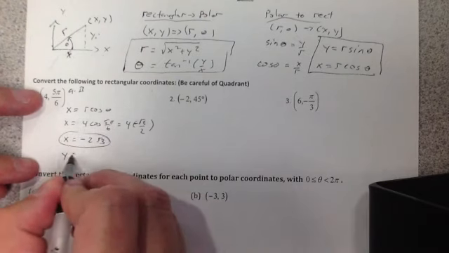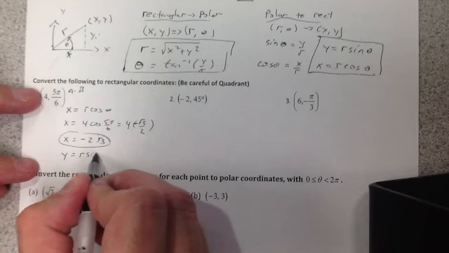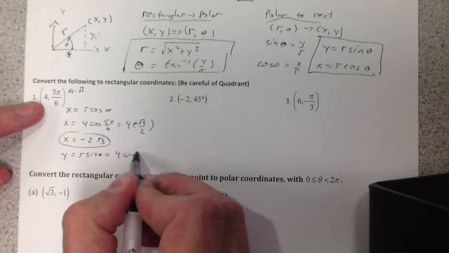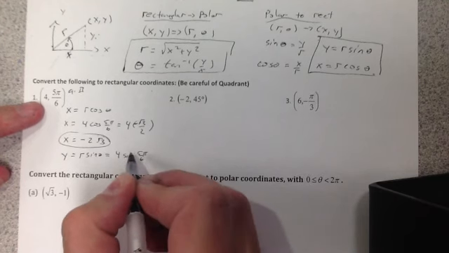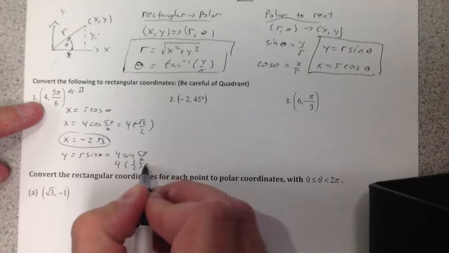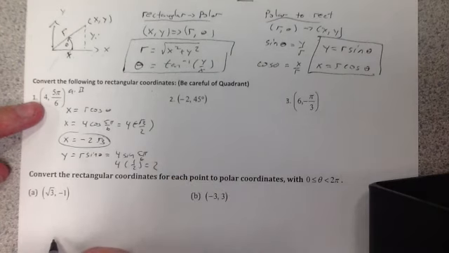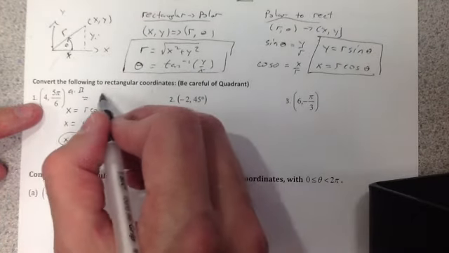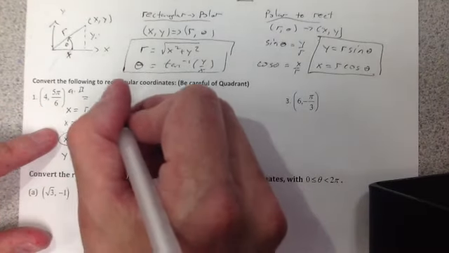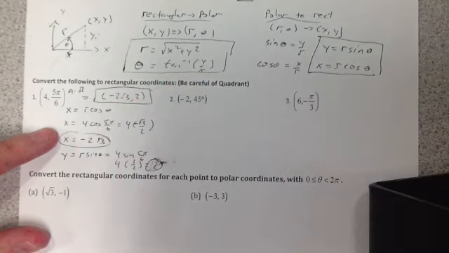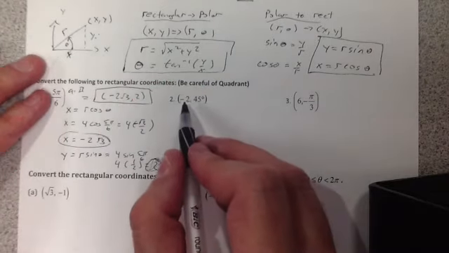To get the y coordinate, it's r sine of theta, which is 4 sine of 5 pi over 6. Again, something we've already done before, which is 4 times 1/2, so it's 2. So as a point, this would be at the point negative 2 root 3 comma 2 if we were to graph it rectangularly.